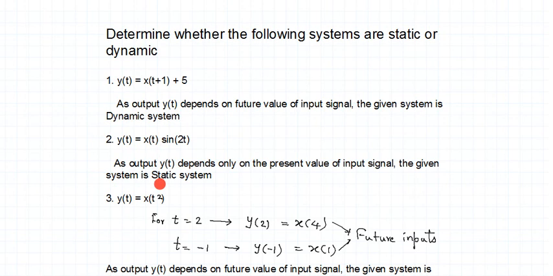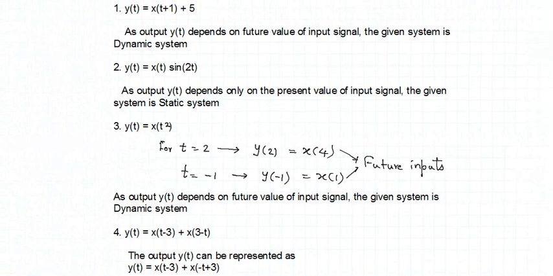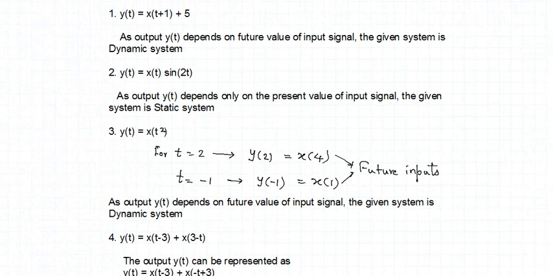Look at the next example. Here y of t is equal to x of t square. Now you need to specify whether the system is static or dynamic. Since there is some t square operation involved, let us evaluate the output of the system for various time instants, so that we identify whether the output is a function of the present value or whether some past or future terms are involved. For that, we will analyze the system for t is equal to 2.